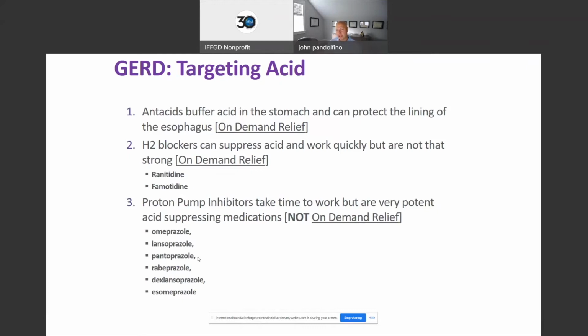I use them for people who probably have a little bit more severe symptoms. They know when they eat late, they're going to have symptoms. That's another on-demand medicine that I'll use. But if someone has pretty significant disease, that's where I use the proton pump inhibitors, which are omeprazole, lansoprazole, pantoprazole, rabeprazole, dexlansoprazole, and esomeprazole.